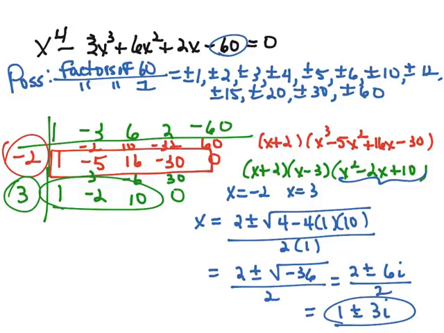So notice that according to the fundamental theorem of algebra, because we have degree 4, we should end up with 4 zeros. X equals negative 2, x equals 3, 1 plus 3i, and 1 minus 3i if we include our imaginary answers as well.